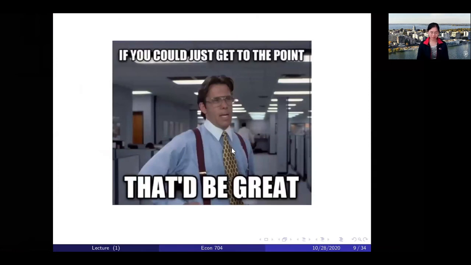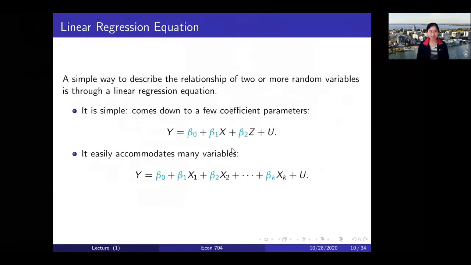So what is the point? The point is that we can use a simple model that will allow us to involve more variables, more than 2 variables. A simple way to describe the relationship between 2 or more random variables is through a linear regression equation. So a linear regression equation is the main focus of this course.